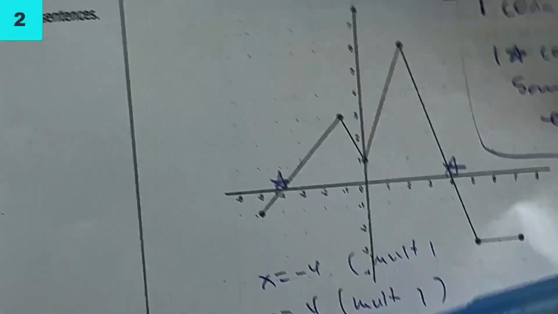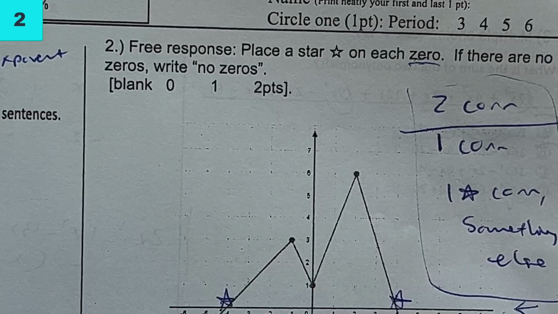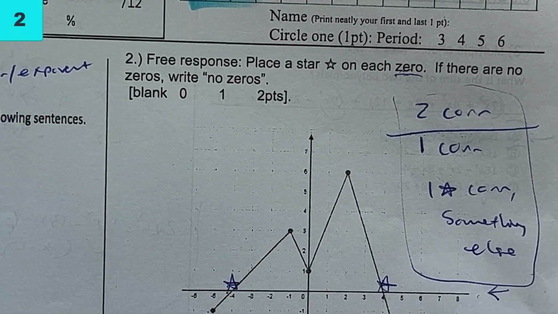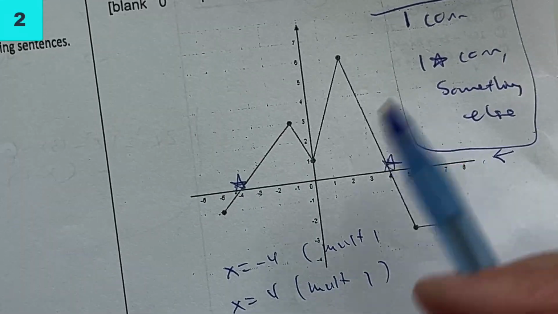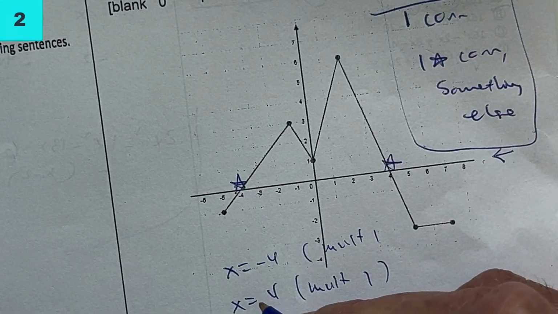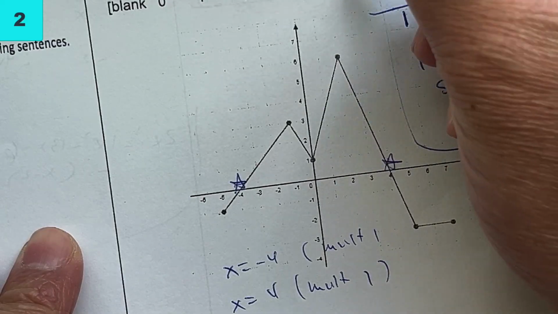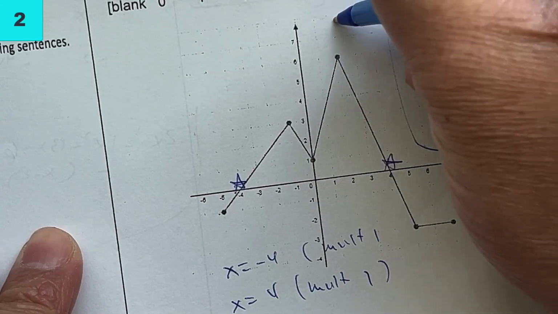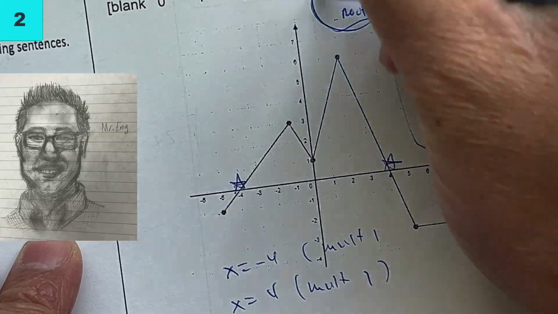Okay, question number 2. Place a star on each of the zeros. If there are no zeros, write no zeros. Well, a 0 is an x-intercept. It's the solutions. We learned that previously in first semester. It's also called the roots. So those are all synonymous, the same words.